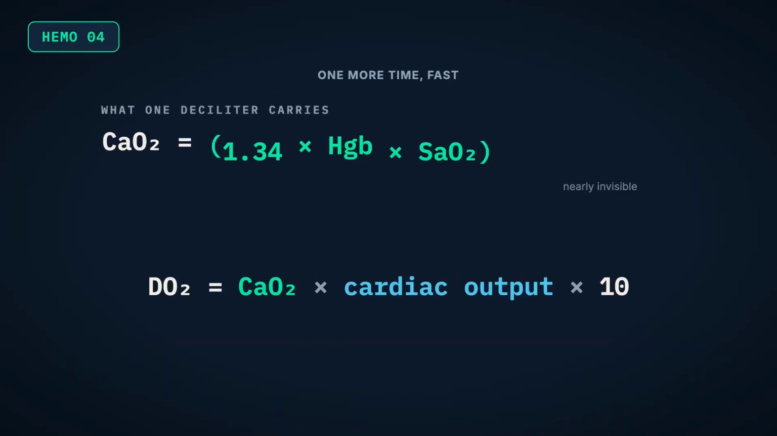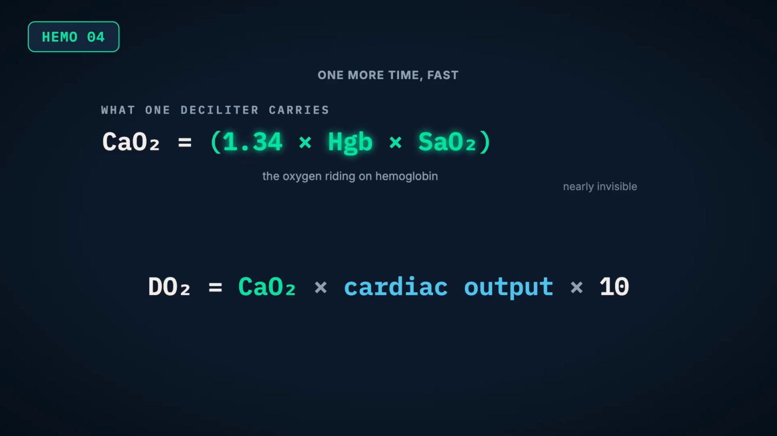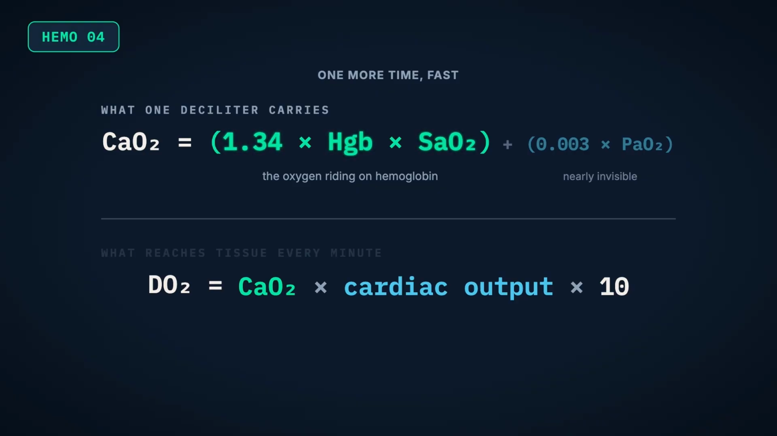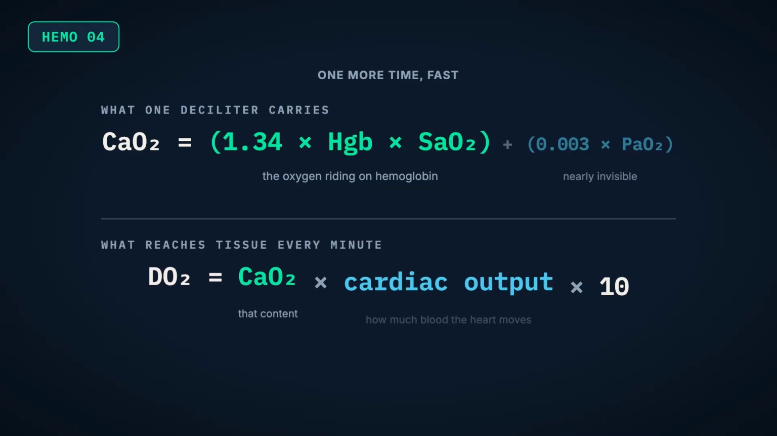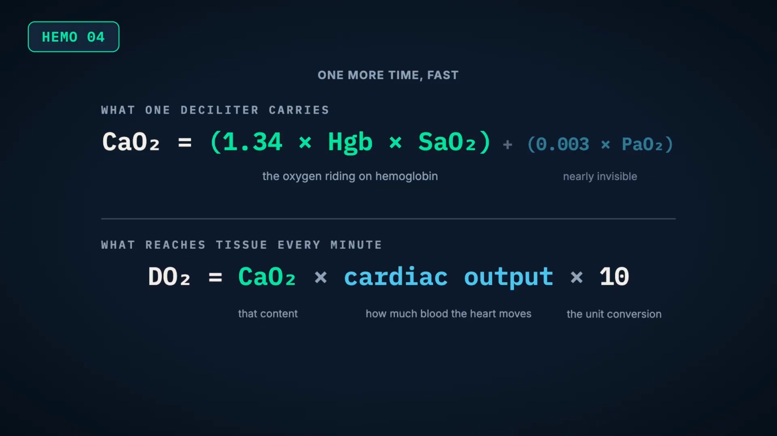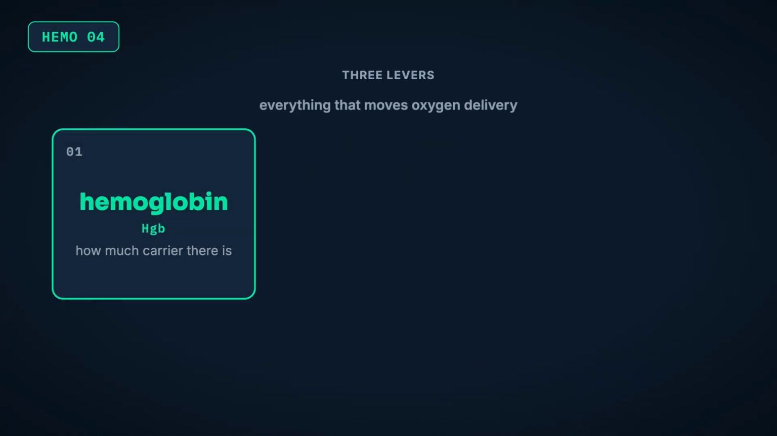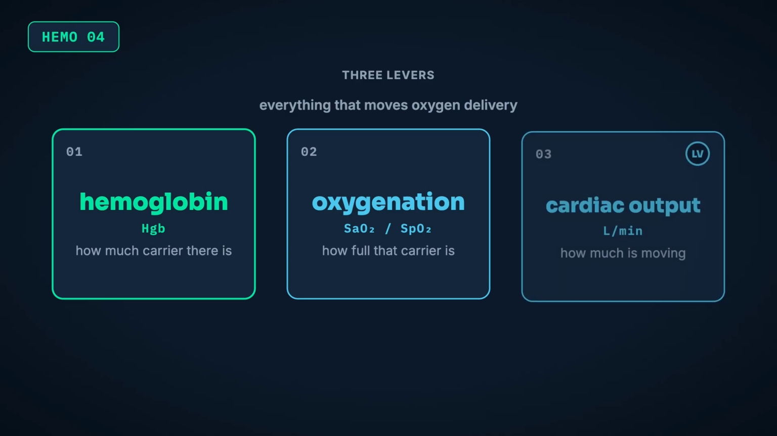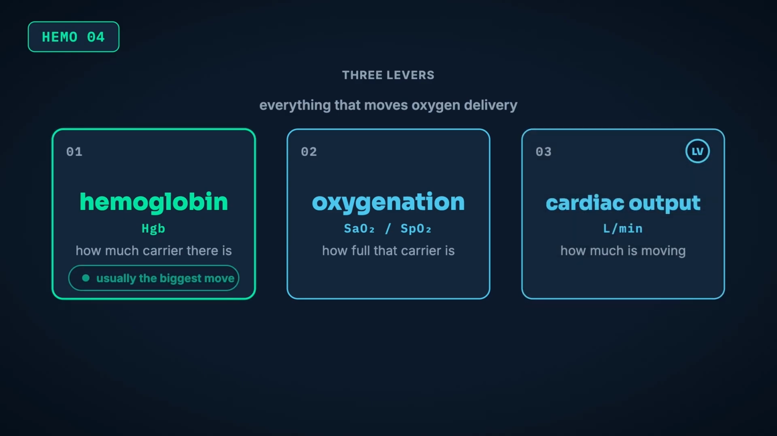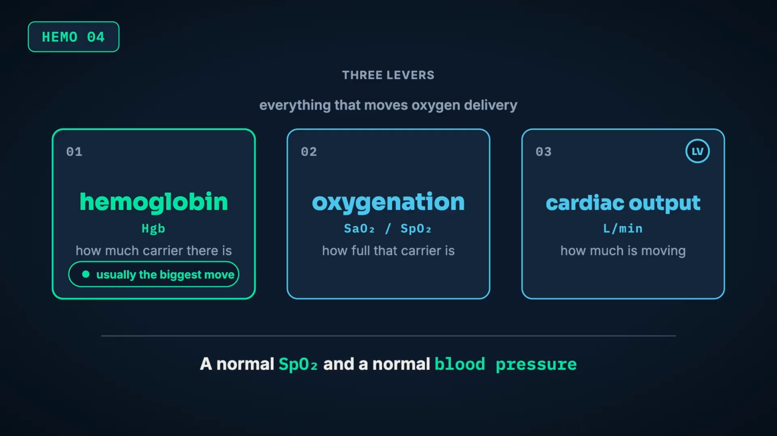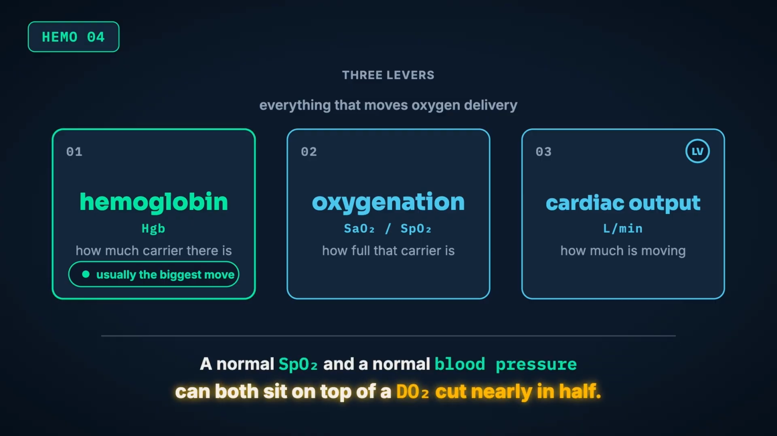One more time, fast. CaO₂ is hemoglobin times SaO₂ times 1.34, plus a nearly invisible dissolved term. DO₂ is that content times how much blood the heart moves times 10. 3 levers: hemoglobin, oxygenation, and cardiac output. And hemoglobin usually gives you the biggest move. A normal SpO₂ and a normal blood pressure can both sit on top of a DO₂ that's nearly cut in half.